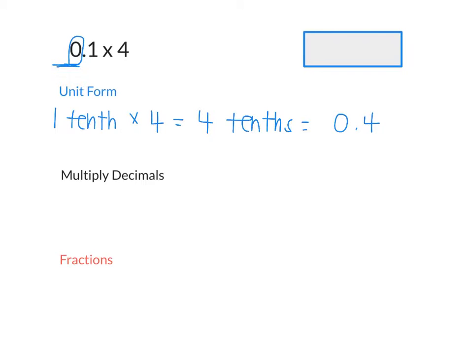Now let's use what we know about multiplying decimals using the standard algorithm. So we have 0.1 times 4. Are we ready to multiply? No. Why not? How come we're not ready to multiply yet? Geffen says we're not ready to multiply because the 1 is in the tenths and the 4 is in the ones. Do we need to line up place value units like this when we are multiplying? No, we do not.